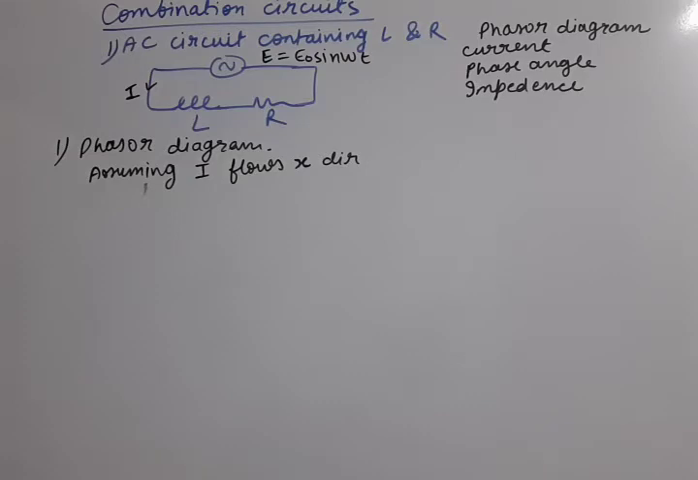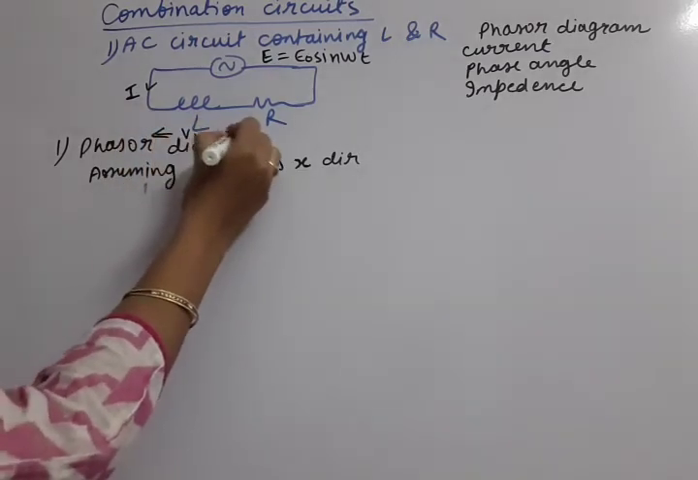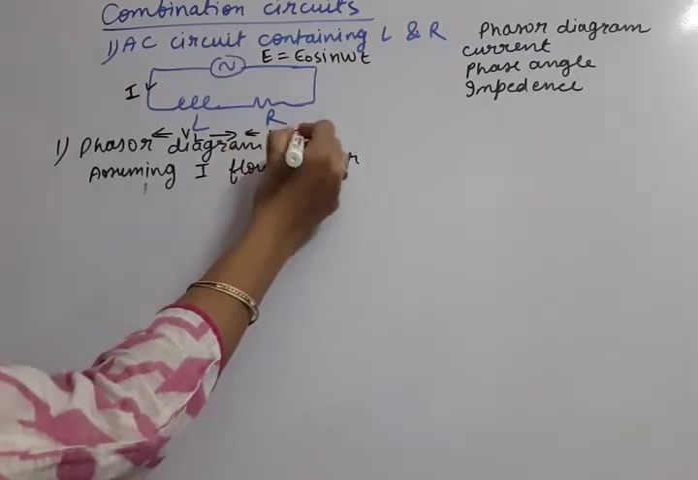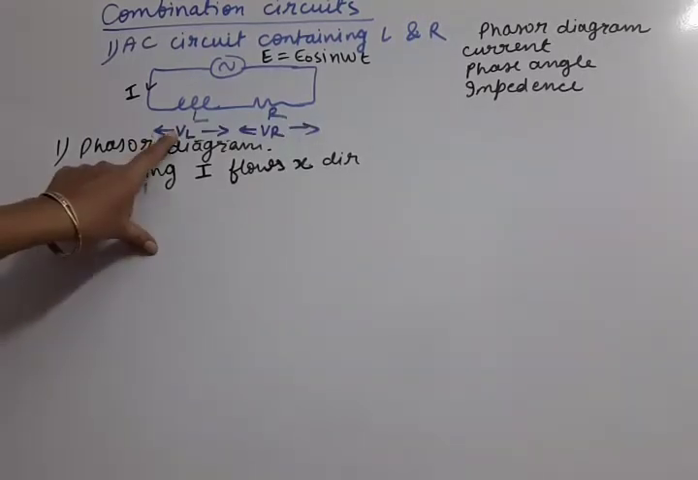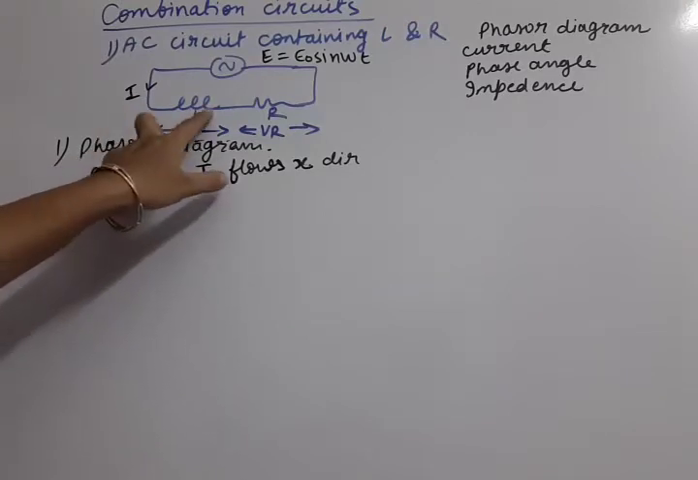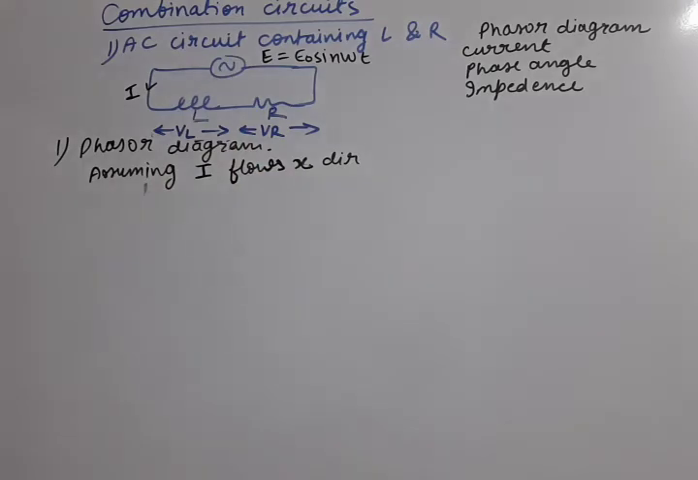If current flows in any direction, what is the relation of this current direction with the other voltages? Let us see now. The voltage across L we will call VL, and the voltage across R we will call VR. VL is the voltage across the inductor and VR is the voltage across the resistance. Now here we will take the help of some conclusions.